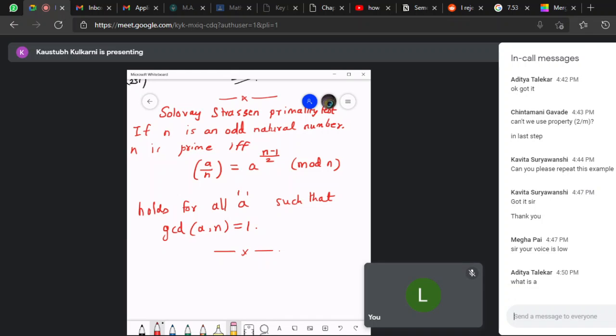What is a? So for example, if I'm considering 17, then I'll consider all possible numbers, or 16, any number you take, and a represents the set of all the numbers relatively prime to that particular number.